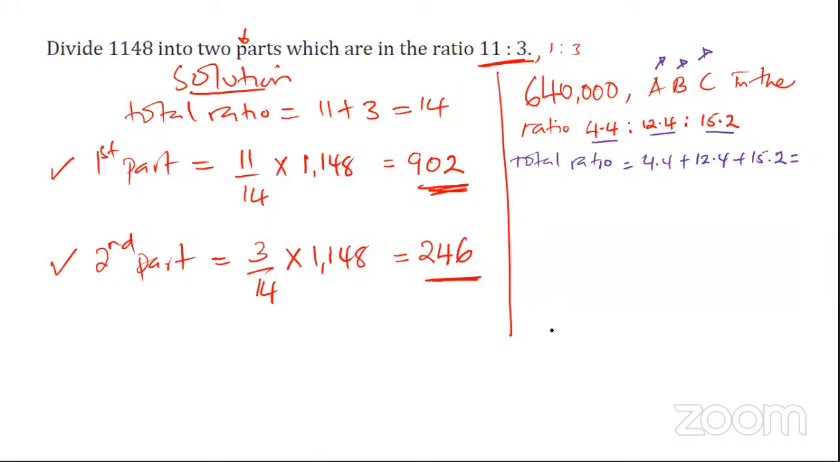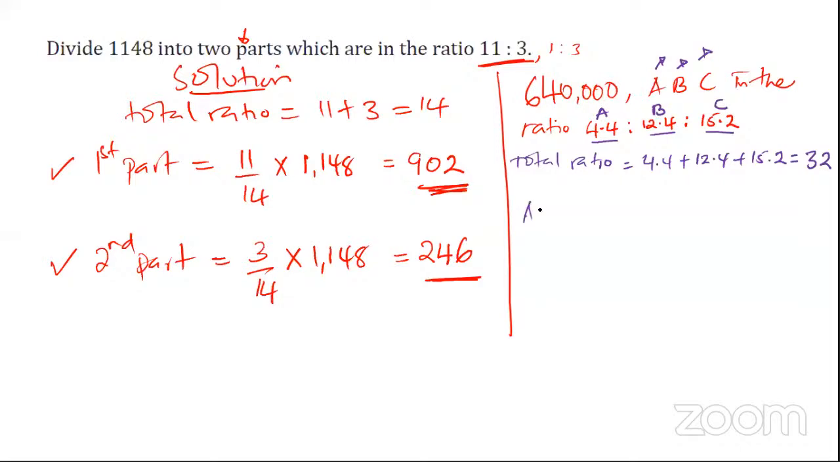What's the total? What's the total there? 32? Shami says 43. Okay, it's 32. So here we have 32 as our total ratio. Then we start sharing. So meaning this is for A, this is for B, and this is for C.